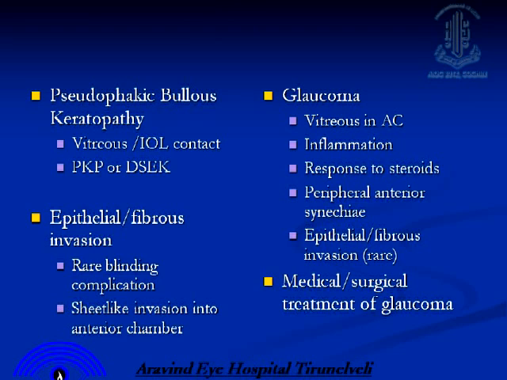The other complications are pseudophakic bullous keratopathy, and this could be due to endothelial touch by vitreous or a decentered IOL touching the cornea. PKP or DSEK may be required. Glaucoma in the late stages could be because of vitreous in anterior chamber, inflammation, or as a response to steroids for controlling this inflammation, due to peripheral anterior synechiae, and very rarely epithelial and fibrous invasion. Epithelial fibrous invasion of the anterior chamber is a rare and blinding complication where you get to see a sheet-like invasion into the anterior chamber.